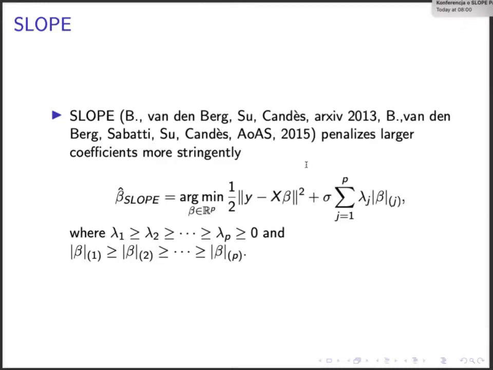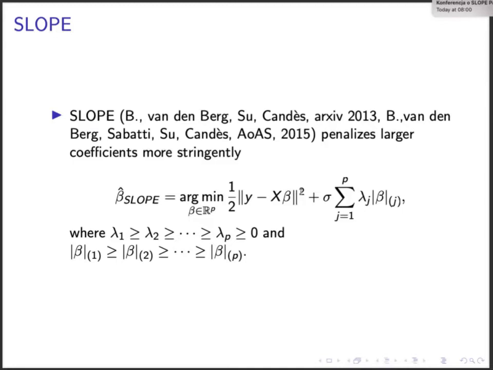So the conference is about SLOPE, so I don't think I need to introduce SLOPE here. There are actually two papers on SLOPE which we wrote. The first one is on arXiv in 2013. If you are interested, I suggest you look also at this paper. There are more technical details in the first paper, and there are some parts which did not appear in the published version in the Annals of Applied Statistics.